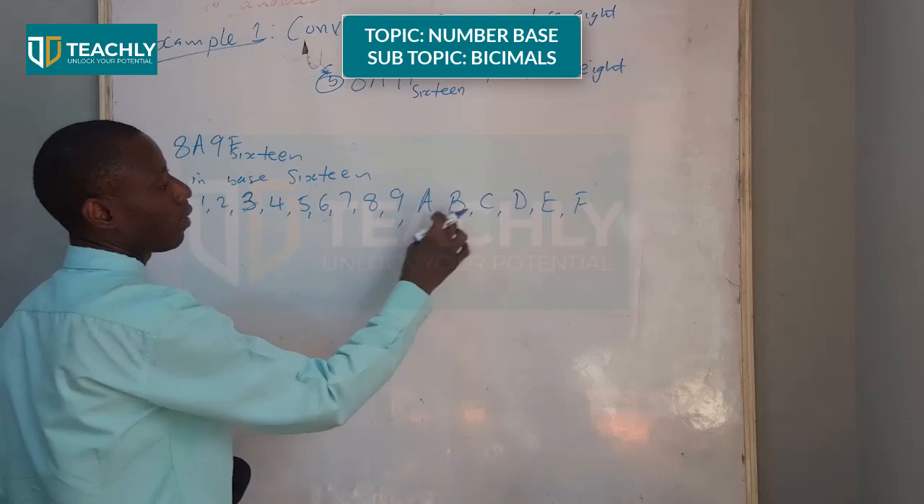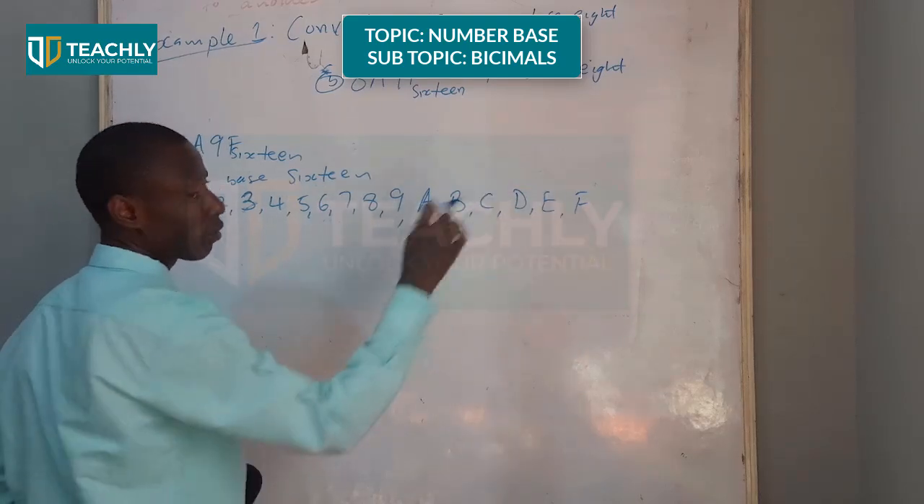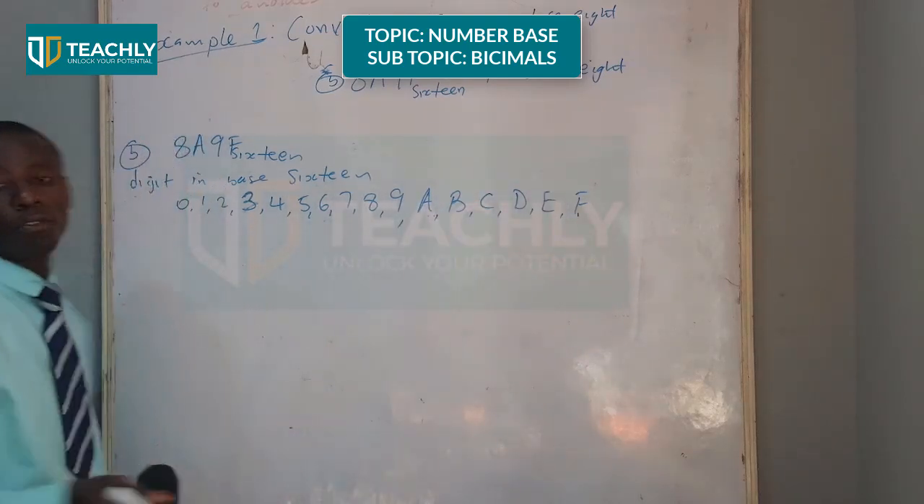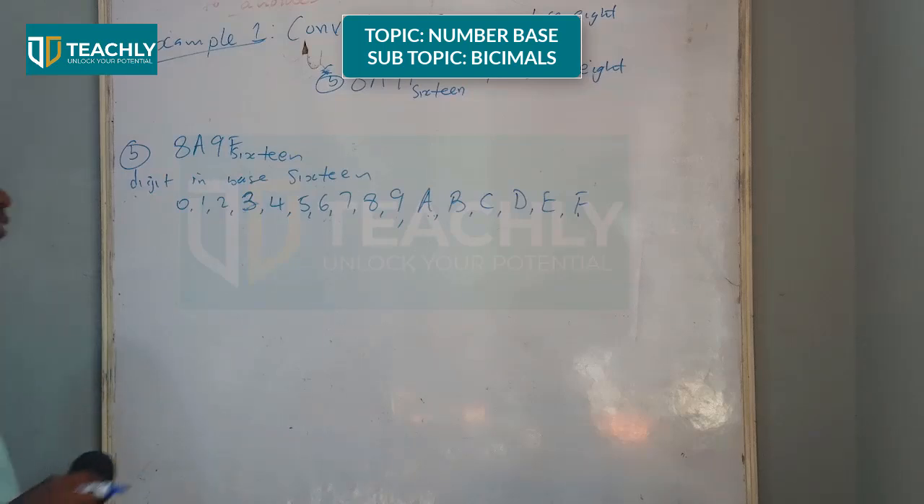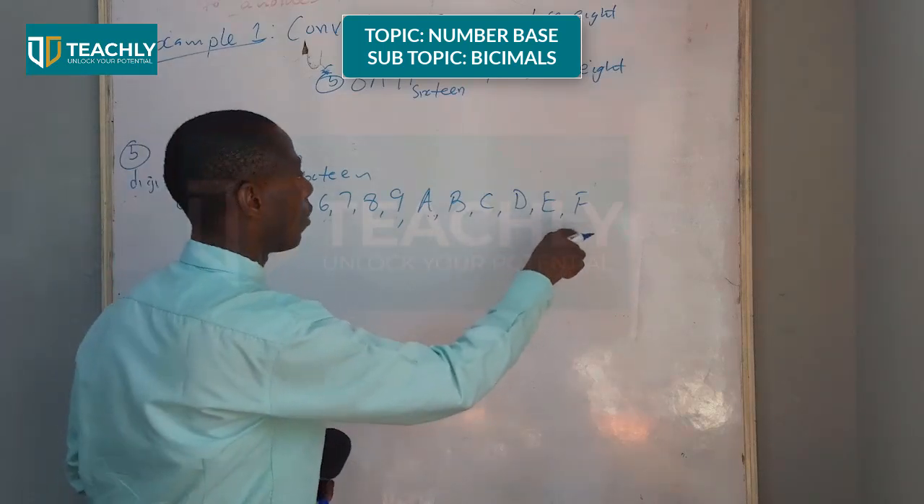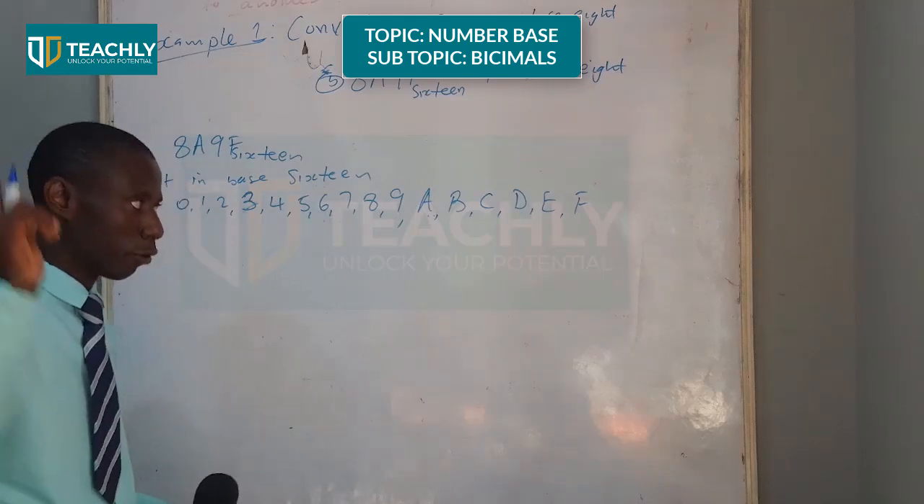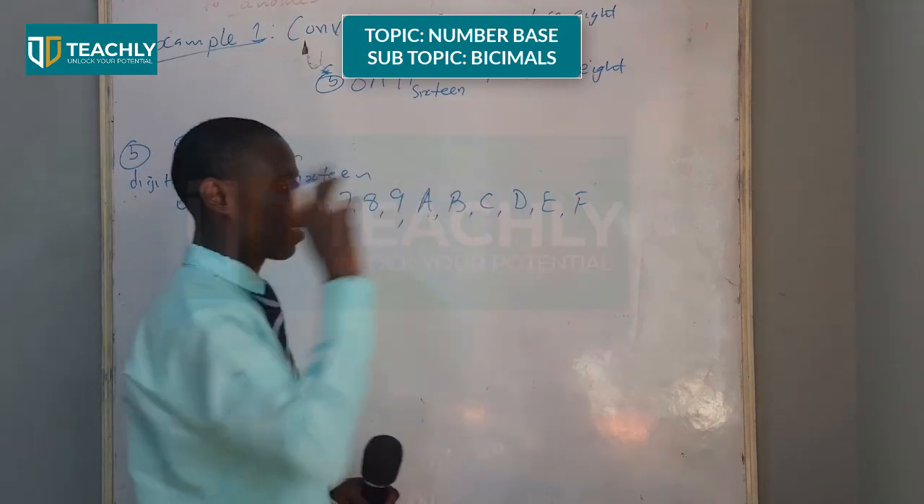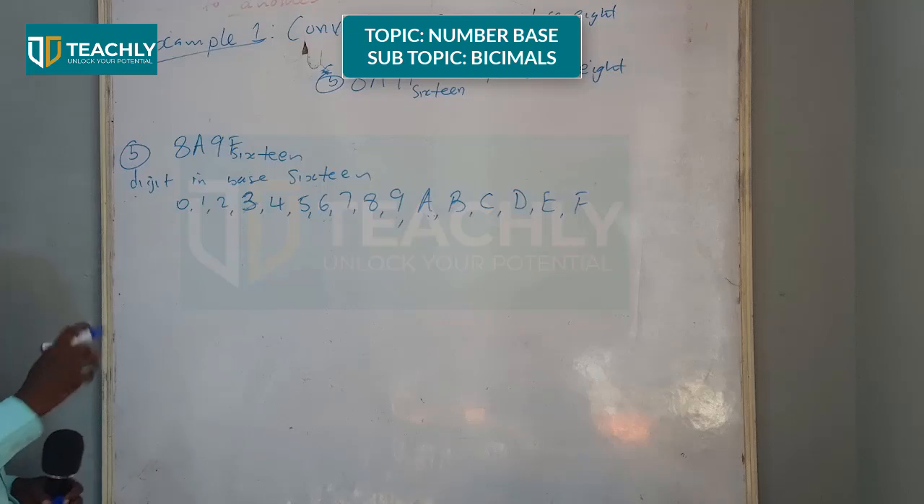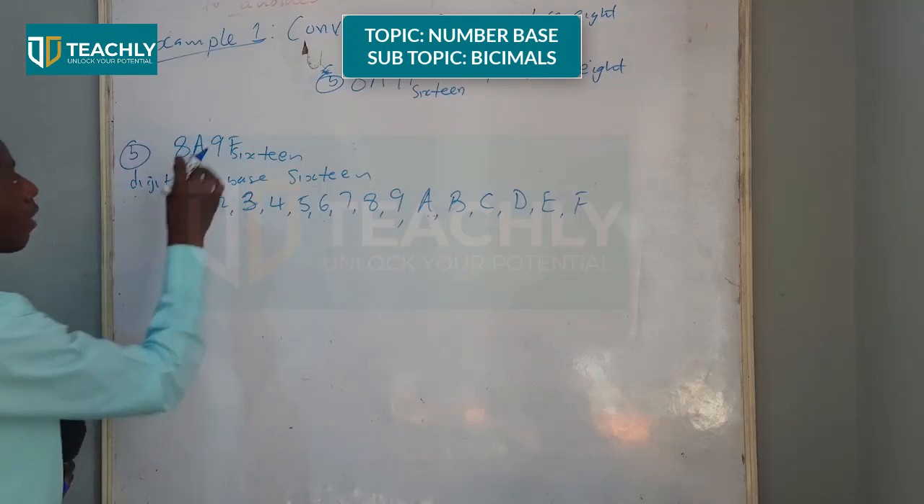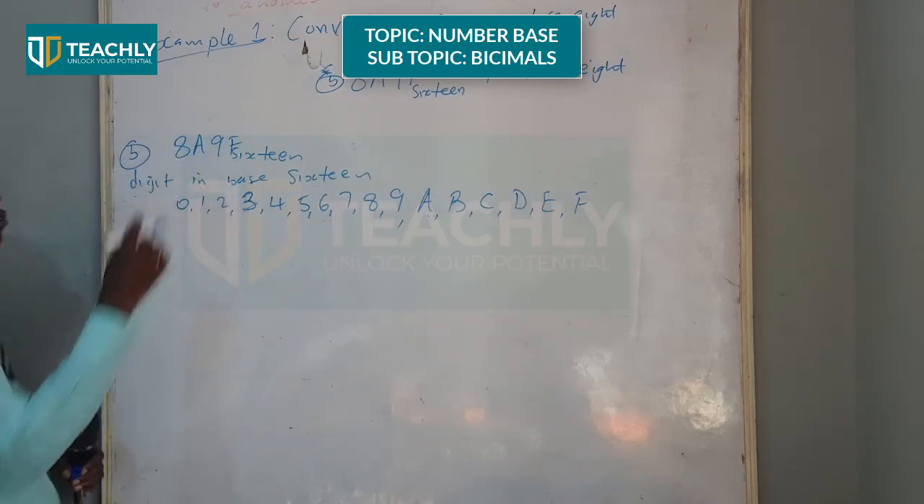12. This is 10, 11, 12, 13, 14, 15. So F means digit number 15, E means digit number 14, and D means digit number 13. That is how we have it in hexadecimal. So now let us convert this one to base 10.